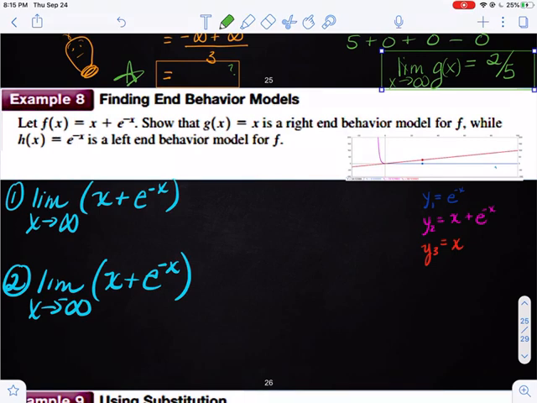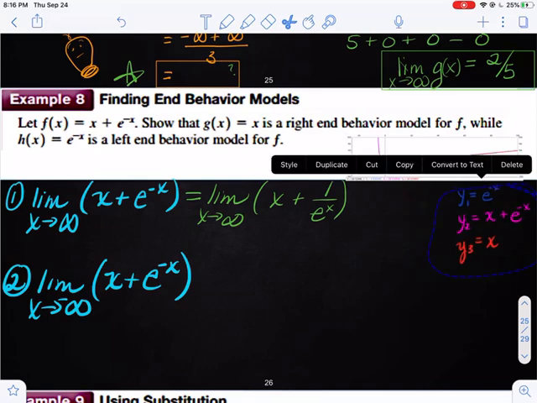With this next one, let f of x equal x plus e to the negative x. Show that g of x equals x is a right end behavior model for f, while h of x equals e to the negative x is a left-hand model. So what I can do is I can say, well, what is the limit as x goes to infinity? I'm going to rewrite this as the limit as x goes to infinity first of x plus 1 over e to the x. So when I plug in for that, I'm going to move my stuff here a little bit.